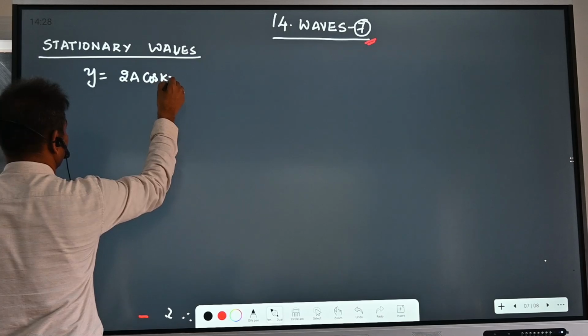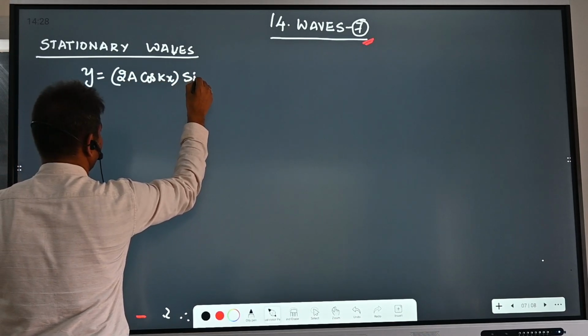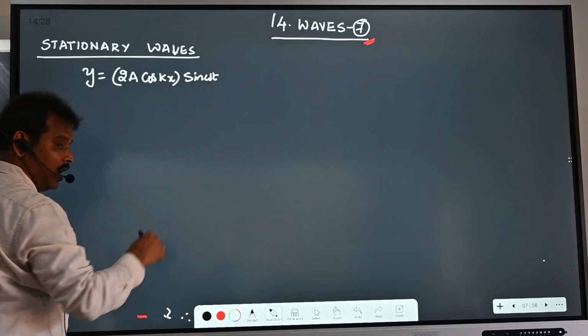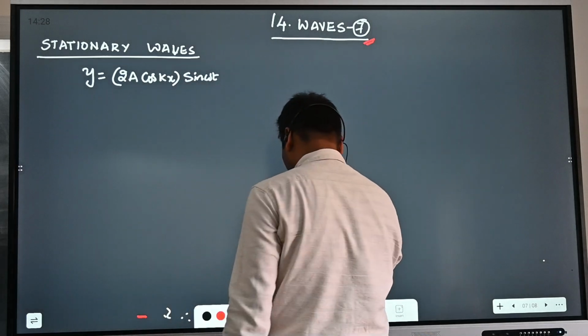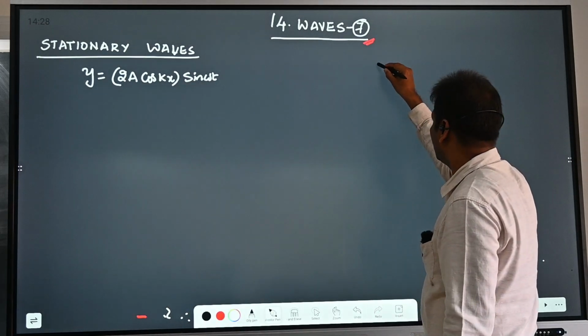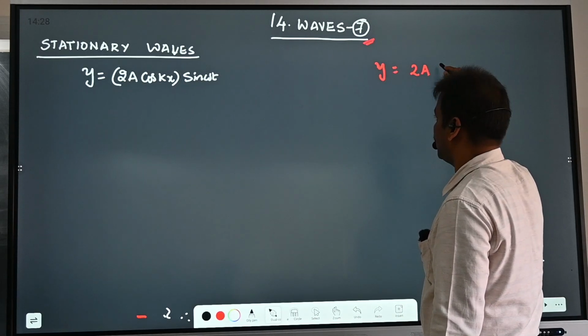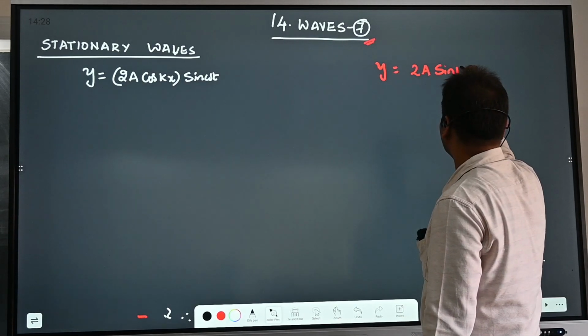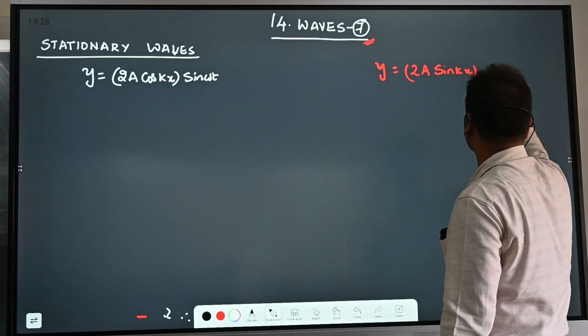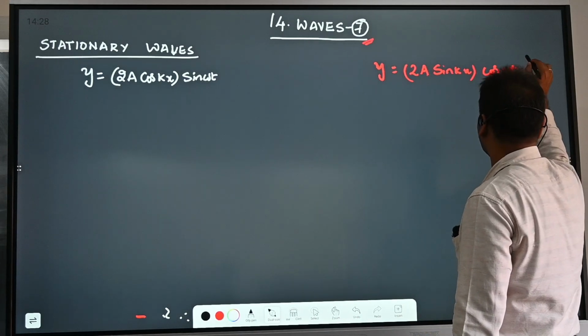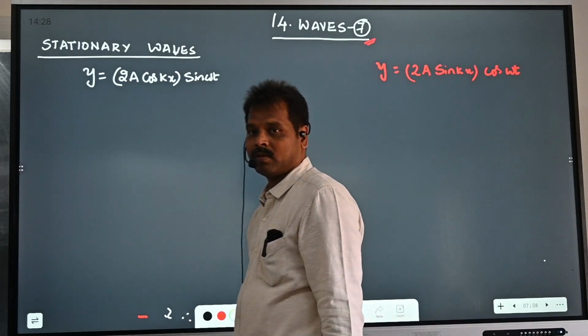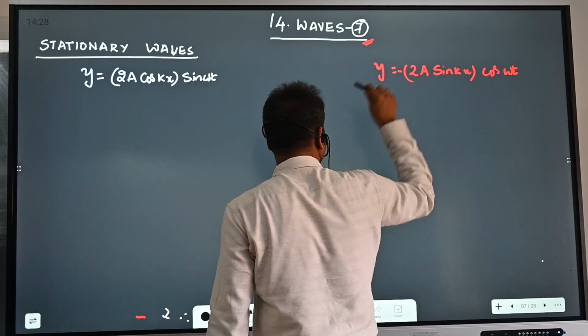2a cos kx sin omega t, or one more equation, y is equal to minus 2a sin kx cos omega t.